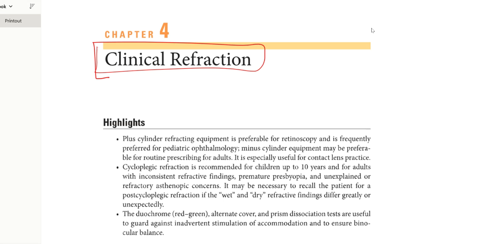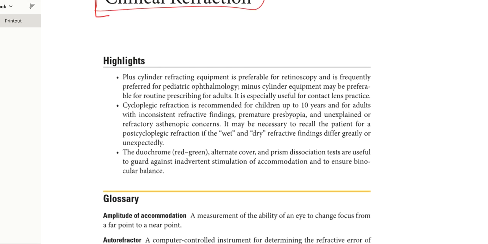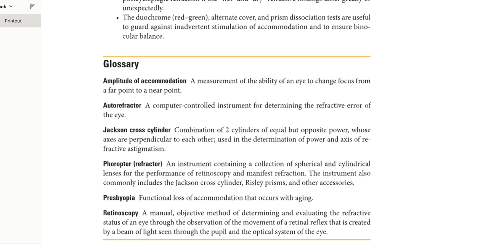Today we are going to discuss our new unit, Clinical Refraction, from the American Academy of Ophthalmology Optics Unit. All the definitions are very important. As I have already told you, amplitude of accommodation is most important.